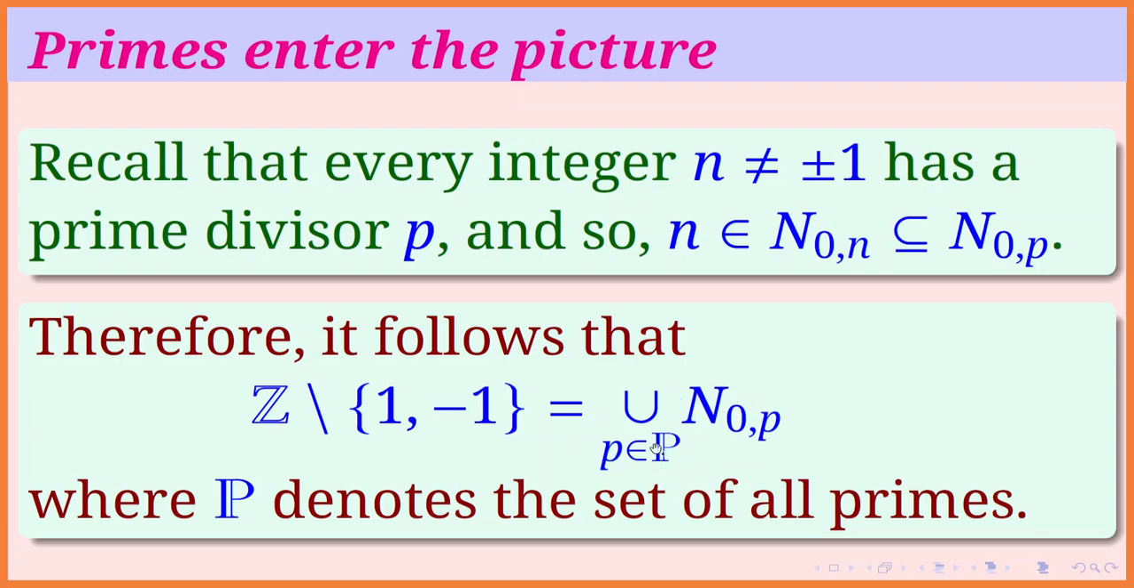And the right hand side, of course, is contained in the left hand side, because although they are all integers, 1 and minus 1 do not belong here, because p doesn't divide 1, p doesn't divide minus 1. So 1 cannot belong to N(0,p). 1 is not a multiple of p. 1 cannot be written as 0 plus a multiple of p.